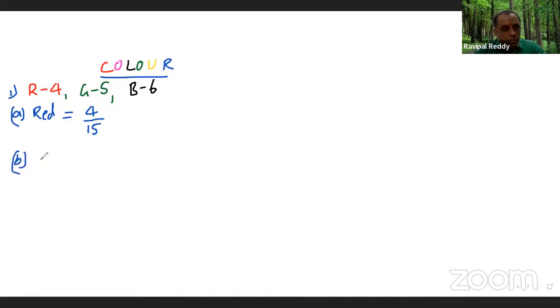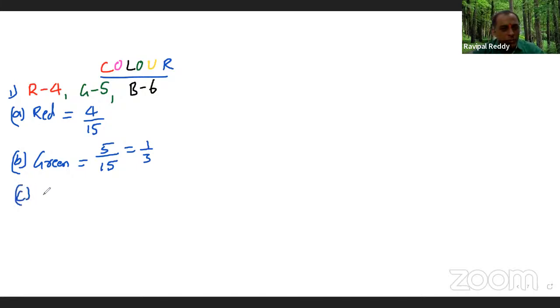Case B, green ball. How many green balls are there in a bag? 5. 5 by the total number of balls. 4 plus 5 plus 6 is equal to 15. 5 by 15. 5 1s are 5, 5 3s are 15, 1 by 3. The answer always should be in least form. The fraction always should be in least form.